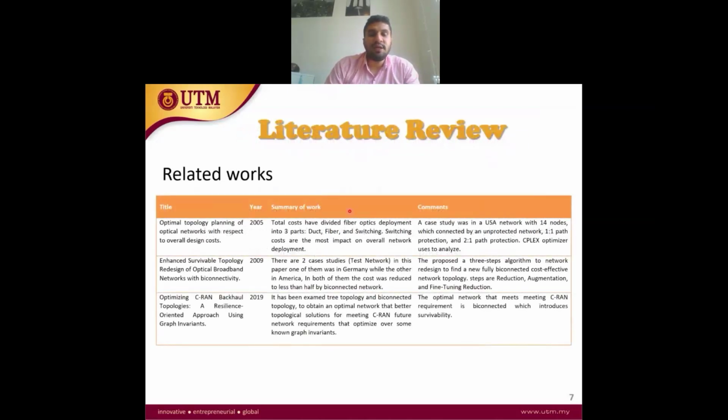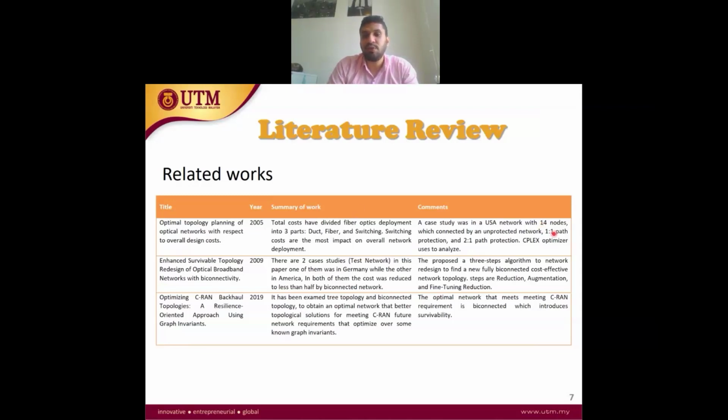Okay, here we have some works related to our work. The first paper is titled optimal topology planning of optical network with respect to overall design cost. Actually, the authors in this paper divide the total cost into three main parts: duct cost, fiber cost, and switching cost. There is also a case study for this paper in the United States, and the network is considered unprotected, with one-to-one path protection and one-to-two path protection.